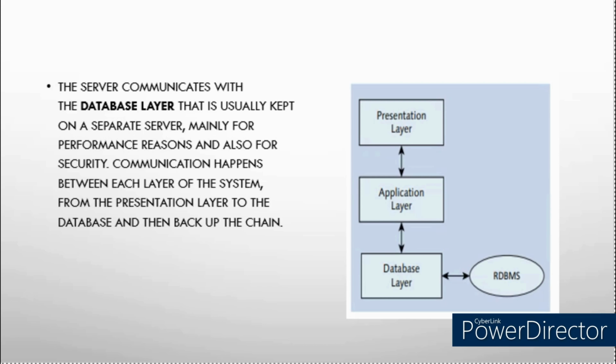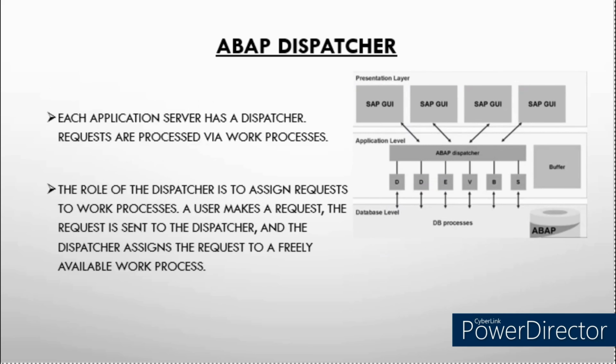Communication happens between each layer of the system, from the presentation layer to the database layer and then back up the chain. Like, a request sent from the presentation layer goes to the application layer, then goes to the database layer, and then goes to the RDBMS, that is also part of the database layer. After that, the request comes back to the database layer, to the application layer, and to the presentation layer. I will tell you who manages the application layer in the next slide.